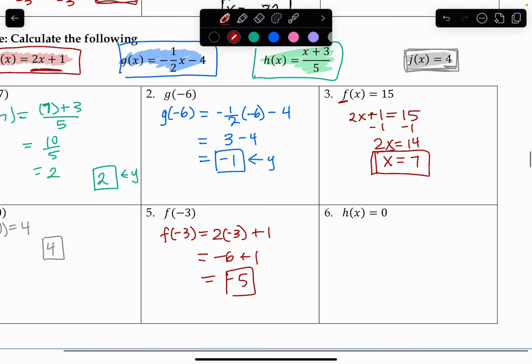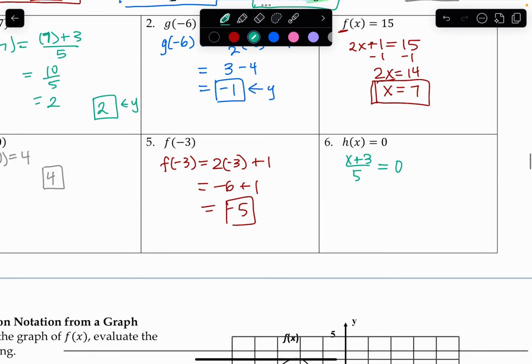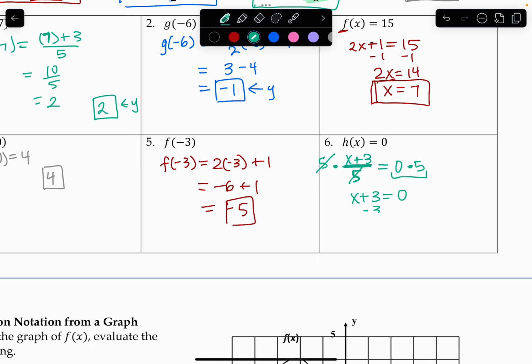And then h of x equals 0. Our rule for h is x plus 3 over 5, and that equals 0. So our first step is we need to get rid of this 5. The x plus 3 is trapped above this division bar, and so we need to get rid of this 5 first by multiplying both sides by 5. So the 5's cancel, leaving me x plus 3. 0 times 5 is just 0. And then lastly, we subtract 3 from both sides, and we get the answer of -3.